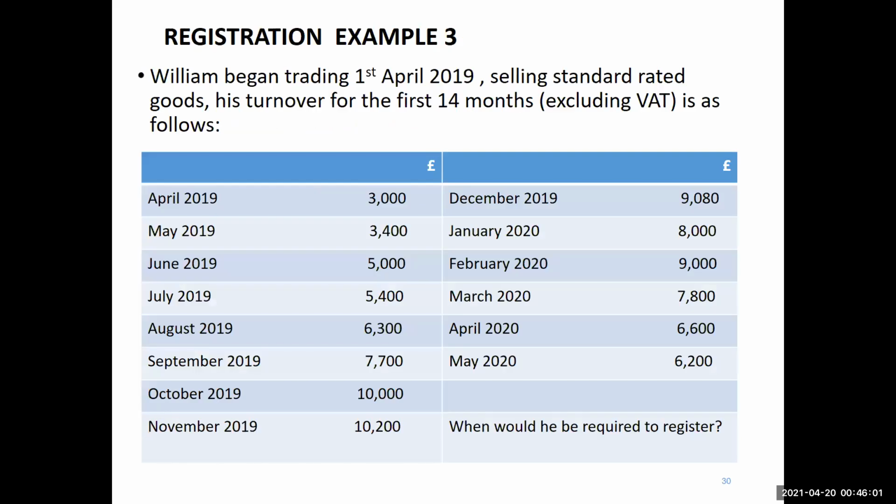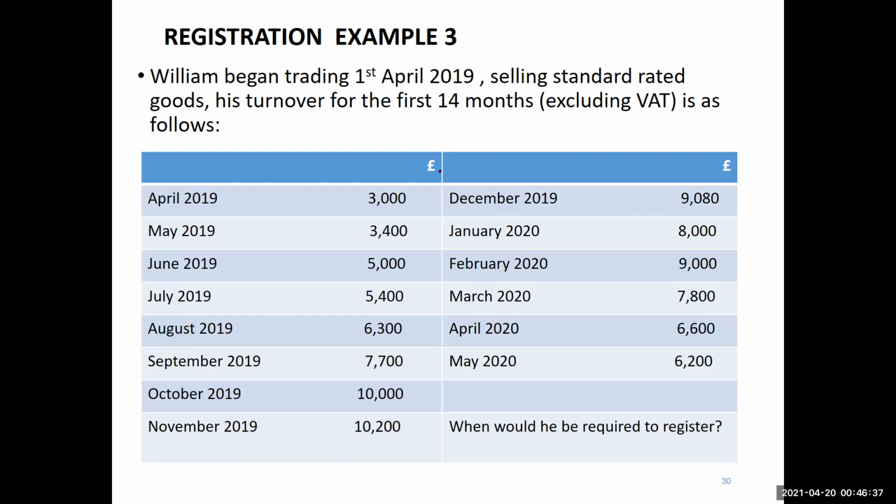So let's look at another example. William began trading on 1st April, selling standard rated supplies, and his turnover for the first 14 months is given. When would he register? Easy, right? Looking at the historical figures, try to compute and add up. Which of the previous 12 months will sum up to or exceed 85,000? It is at that point that he must register.